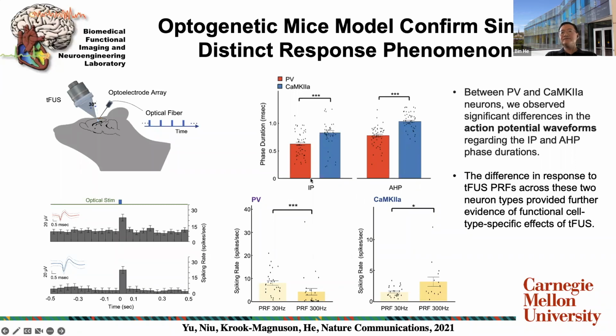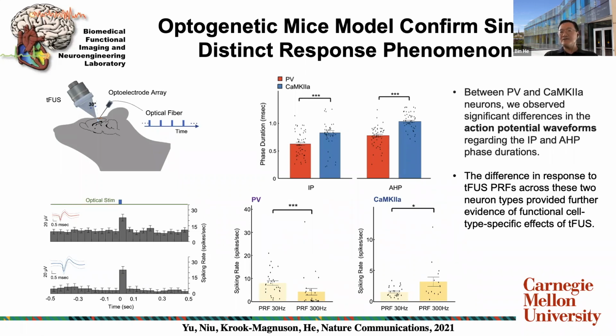And we show very clearly there's a difference between these two neuron types in terms of initial phase and after hyperpolarization. So you can see that this red color is PV neuron, and the blue color is CAMK2 alpha neuron. So from there, we tested at PRF 30 hertz and 300 hertz.